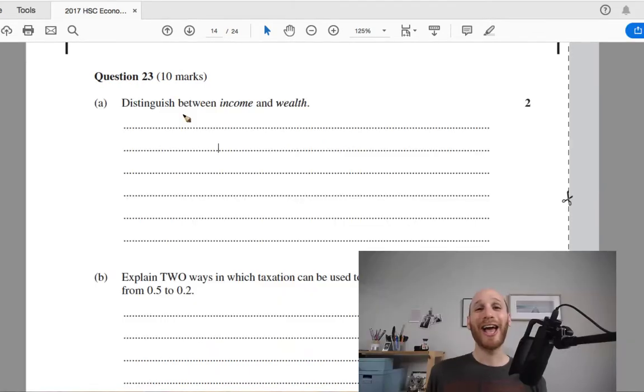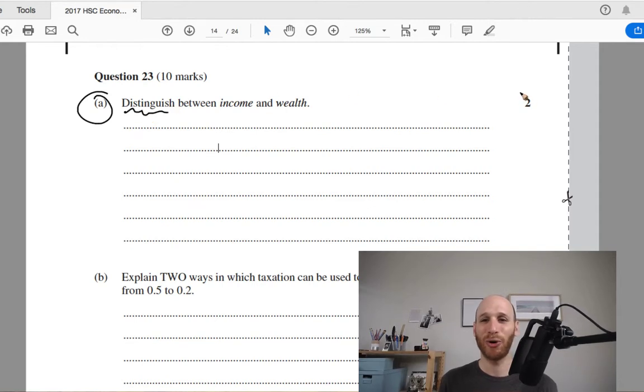So let's go. Okay, here we are at question 23, and part A, another distinguished question worth 2 marks. So it stands to reason if I can explain both of them pretty well, at least distinguish between them, I can get those 2 marks. So it says distinguish between income and wealth.